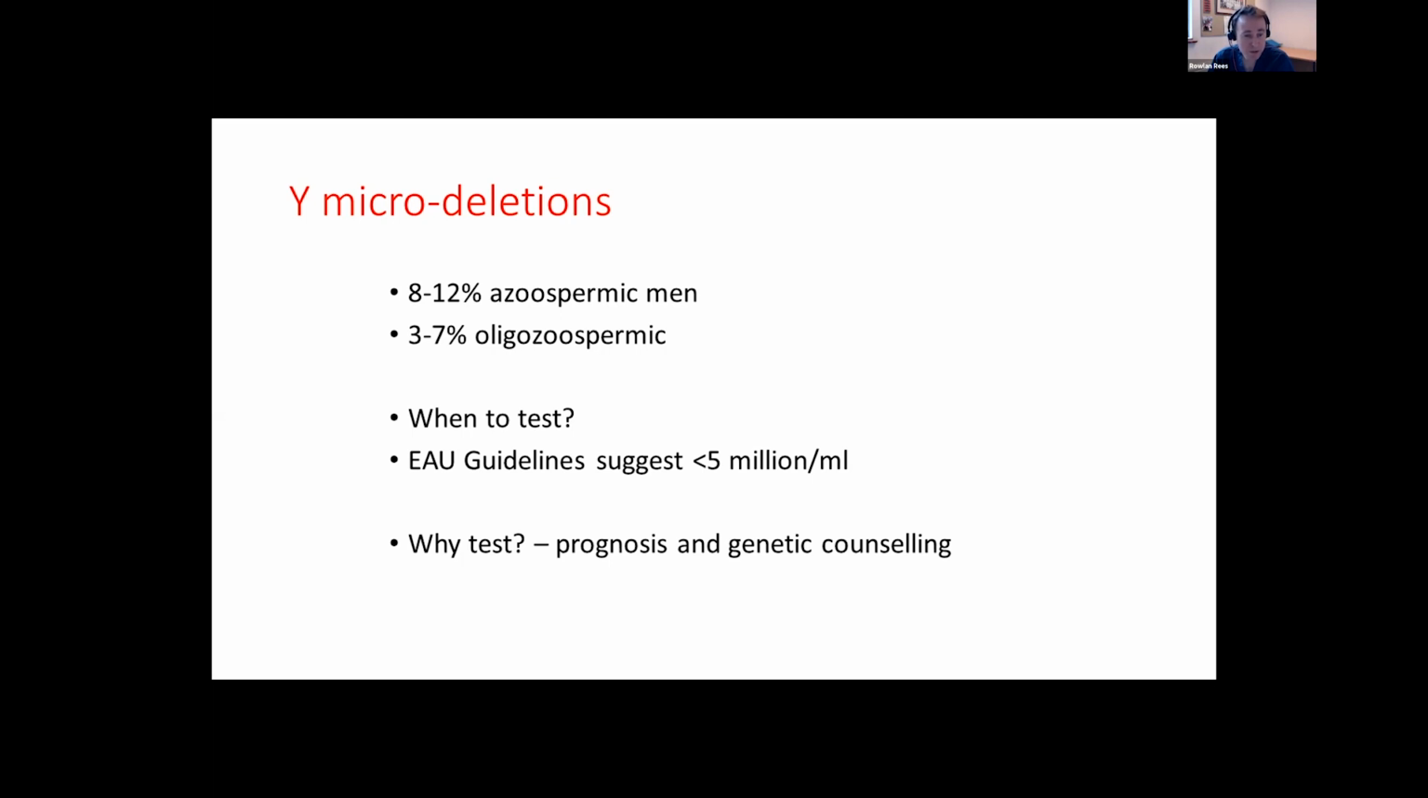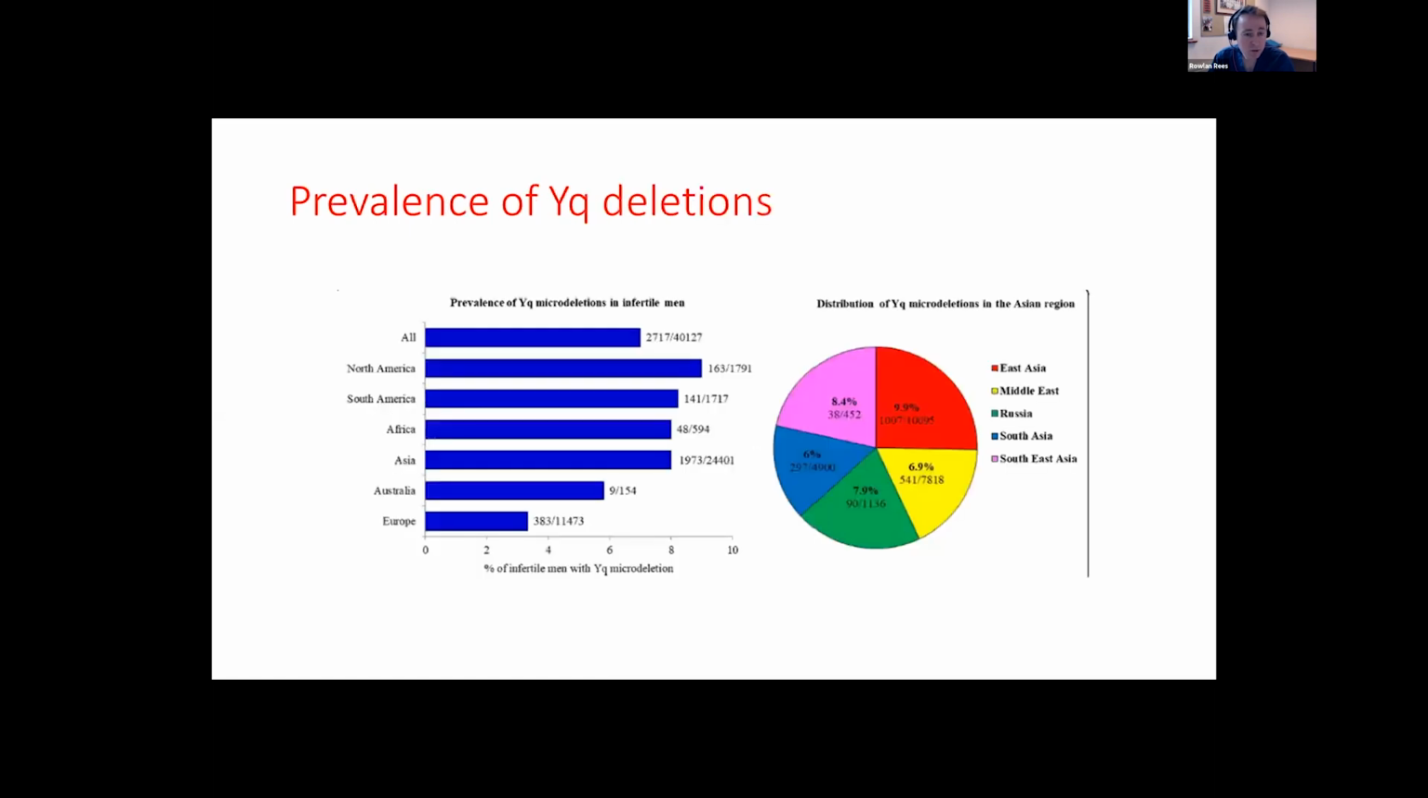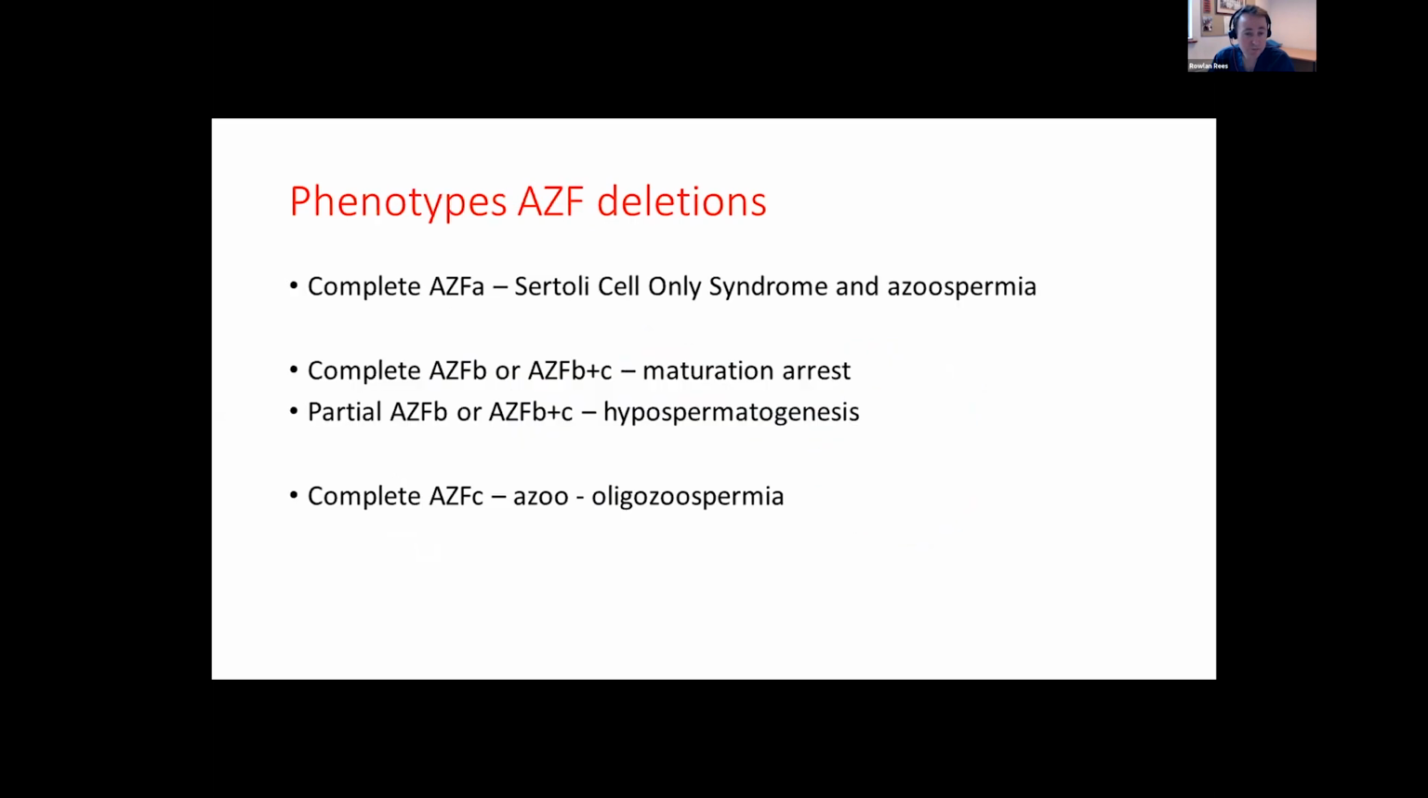If there is a Y microdeletion, then it is important to tell the man that any male offspring will also carry the Y microdeletion. Y microdeletions vary in incidence across the world, highest in North America, then Africa and Asia, and slightly lower in Europe, but generally a range between 6 and 8% of infertile men.